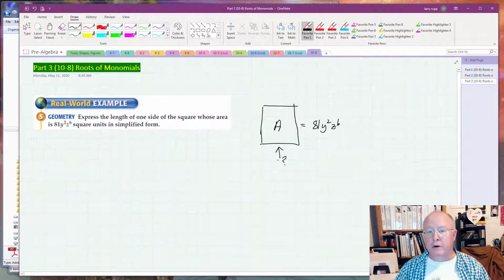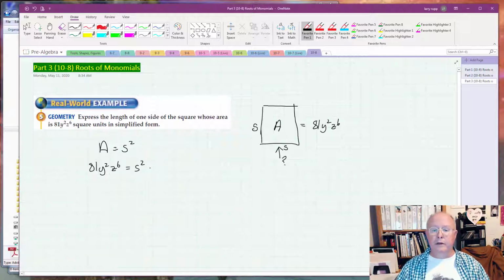Well, since it's a square, then all four sides are the same. So when you take a square and you find the area, that means you multiply side times side, right? So in formula form, area is equal to side squared. Well, we know that this area right now is equal to 81 y squared z to the 6th, and that's equal to s squared. We want to know what s is. How do we find that out? We take the square root of both sides.